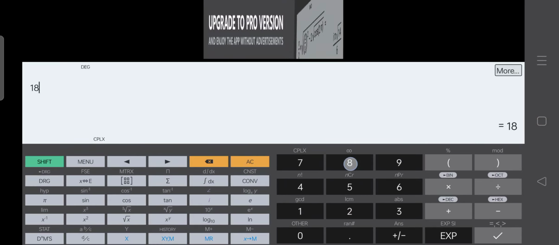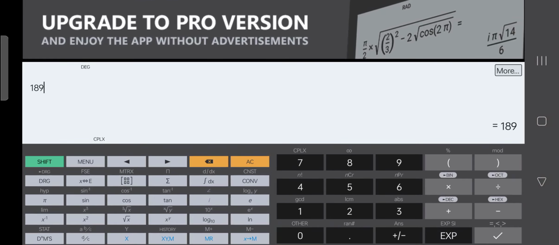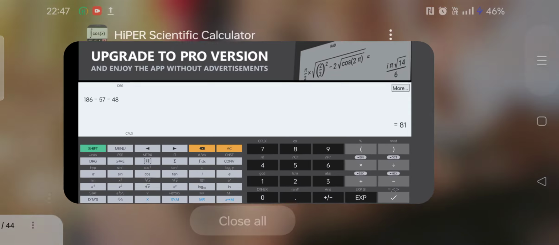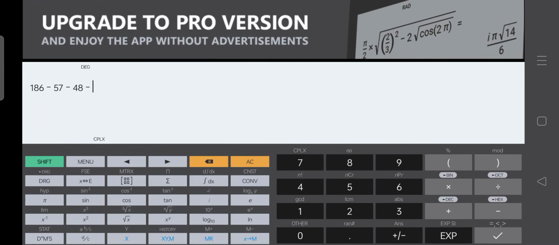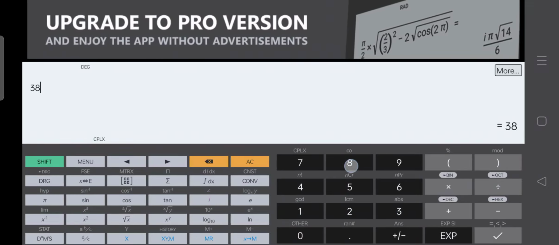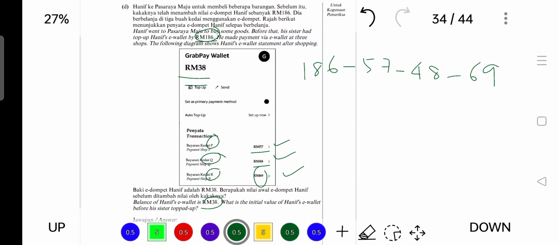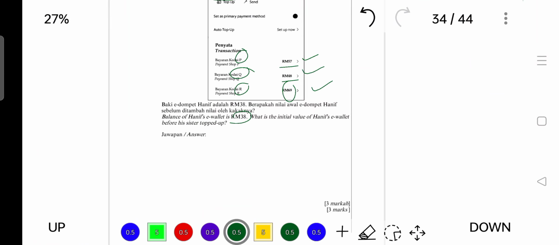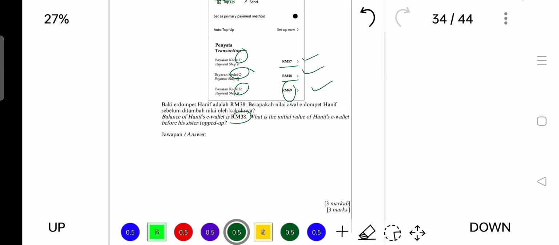186, sorry. 57, 48, and 69. 12 ringgit. Okay, 12 ringgit, but the balance there is showing as 38 ringgit. So how much do you think it was before he topped up? How much do you think?